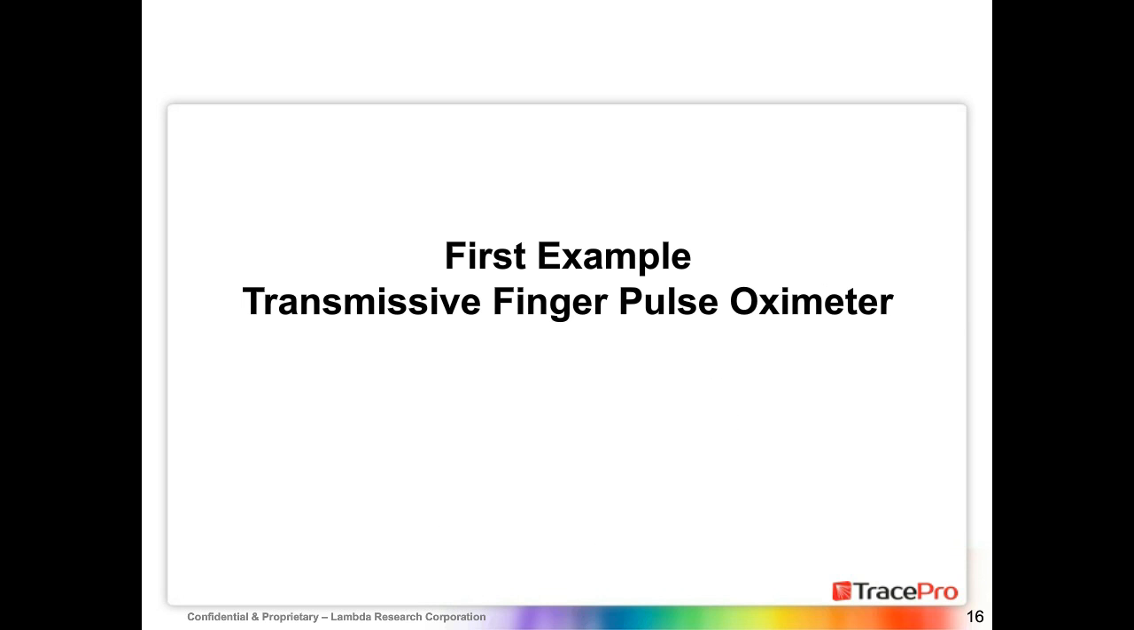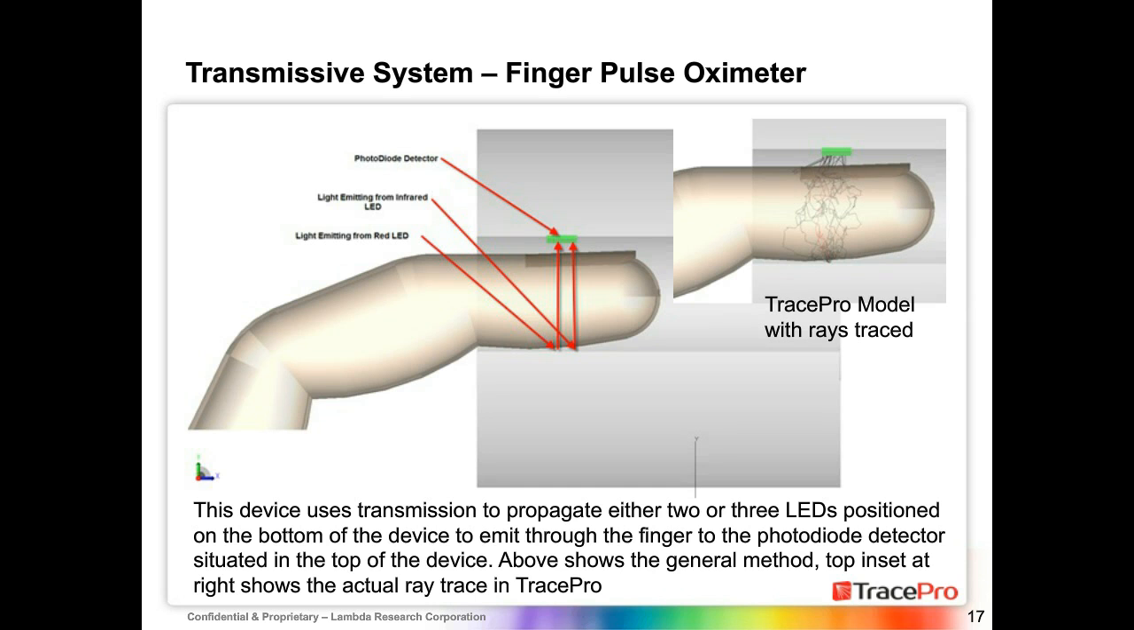So let's take a look at a first example here of a transmissive finger pulse oximeter. So in here, I'm showing on the left that a typical pulse oximeter on the finger would have light emitting from the red LEDs going through tissue, and there'd be a photodiode on the opposite side of the device. If you look in the top right-hand corner, you see the TracePro model, and you can see the bulk scattering occurring as light is emitted from the LED on the bottom, going through the finger and reaching the photodiode at the top.